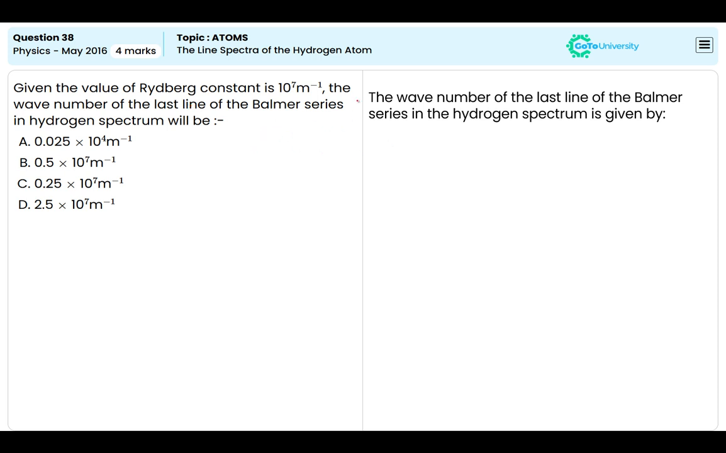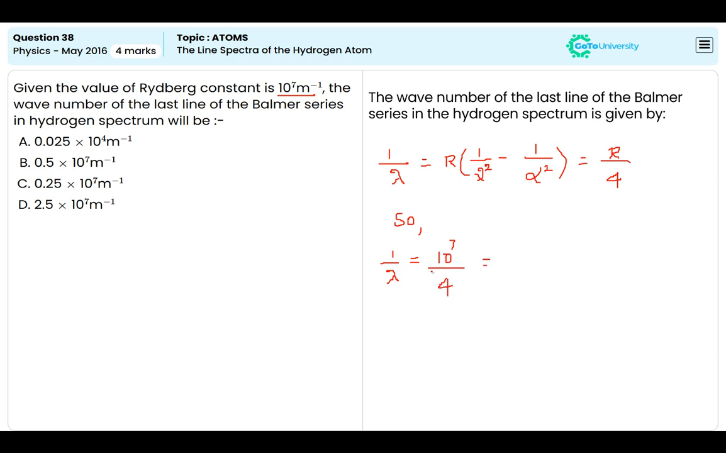that is 1 by lambda, which is equal to R times 1 divided by 2 square minus 1 divided by alpha square, which is equal to R divided by 4. So, we can write this as 1 divided by lambda is equal to R, whose value they have given, is 10 to the power of 7 per meter, that is 10 to the power of 7 divided by 4.